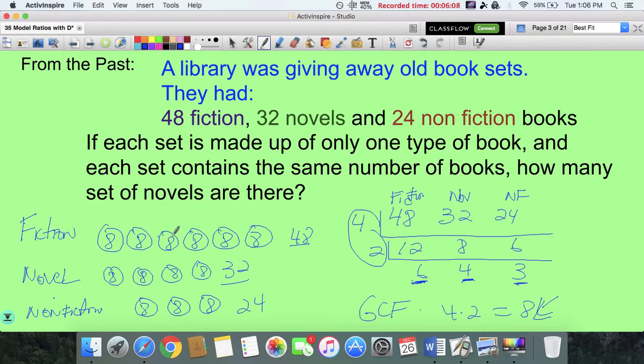So these are all fiction, fiction, fiction, fiction. These are all novels, novels, novels. And these are non-fiction, non-fiction, non-fiction, right? And they each have the same amount of books. So, how many sets of novels are there? Well, novels, there's 1 set, 2 sets, 3 sets, 4 sets. Okay.